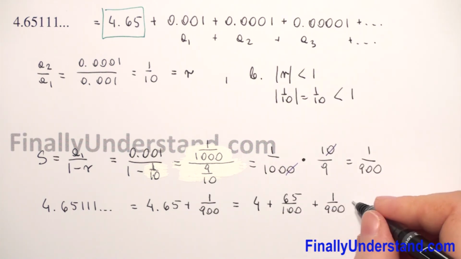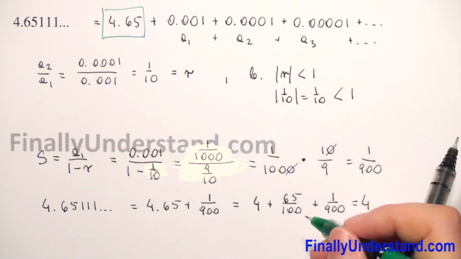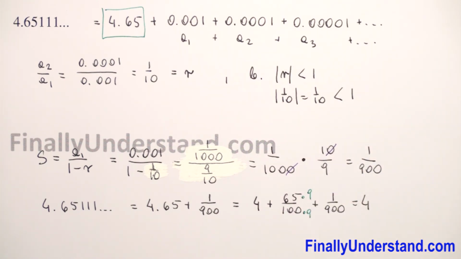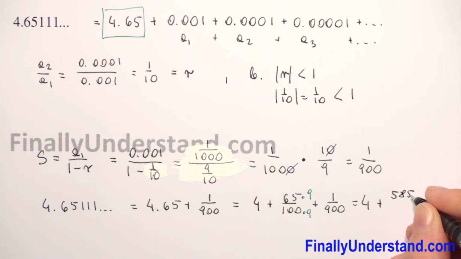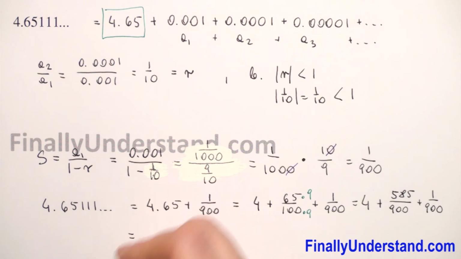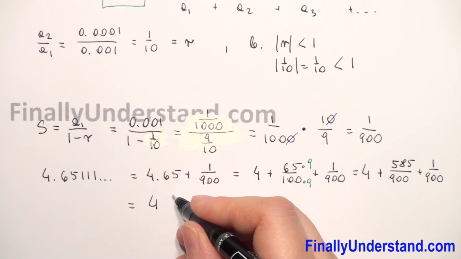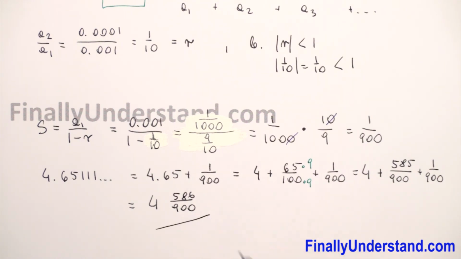So 4 we can leave, and to add these fractions we need to have the same denominator. So first I will multiply by 9 the numerator and denominator, so we have 4 plus 65 times 9 is 585 over 900, plus 1/900. So this is equal to 4 and 586/900. This is my solution.